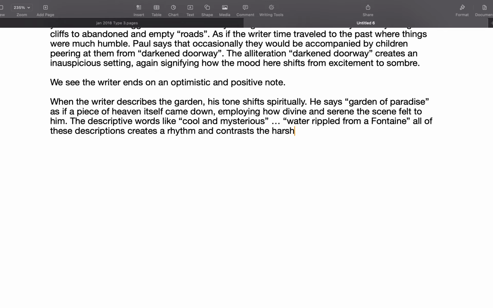Contrast the harsh nature of the deserts. We can definitely say that. The harsh nature of the desert, which she described previously, right?